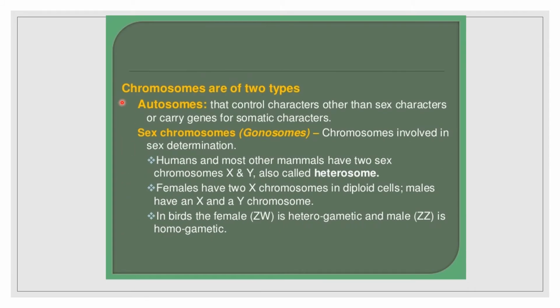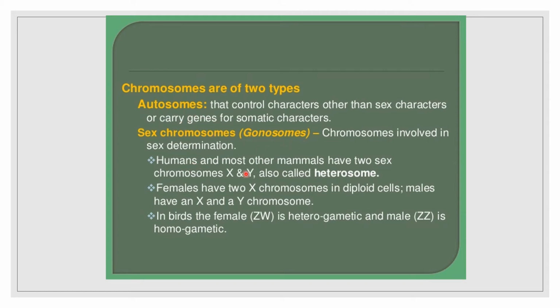Now, there are two types of chromosome. One is autosome and the other is sex chromosomes. Autosomes are the ones which control the characters of a body cell other than the sex characters, or which carry the genes for somatic characters, that is for the body cells. But sex chromosomes are the ones involved in sex determination. Whether the person is male or female is because of the presence of the sex chromosomes called gonosomes.